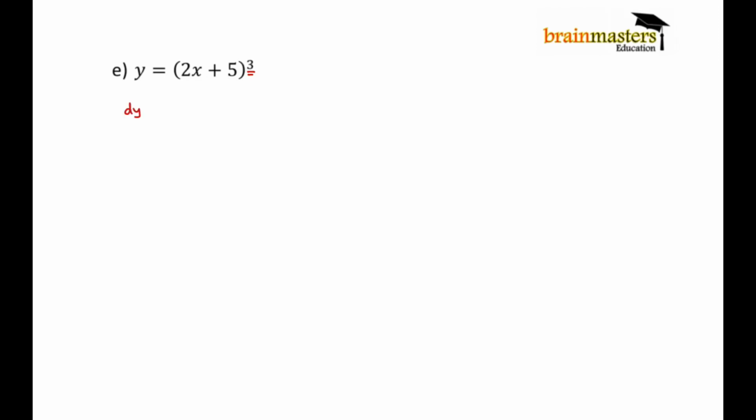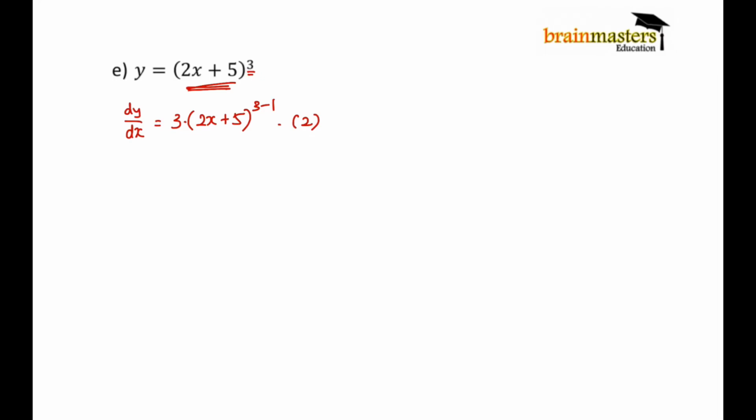So for my dy dx, my power will bring down, which is a 3. This whole thing can be seen as x, so the whole thing brings down, and my power is 3 minus 1. This one is multiplied, and I need to do something extra, which is to multiply by the derivative of the inside. If I differentiate 2x plus 5, I'll get 2.